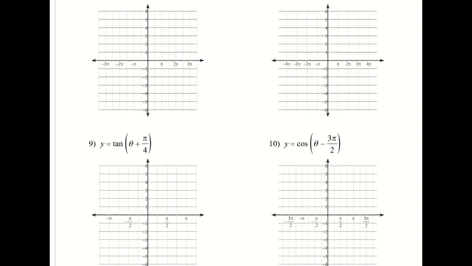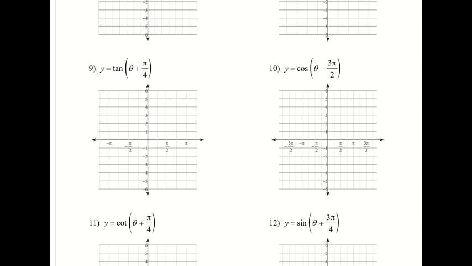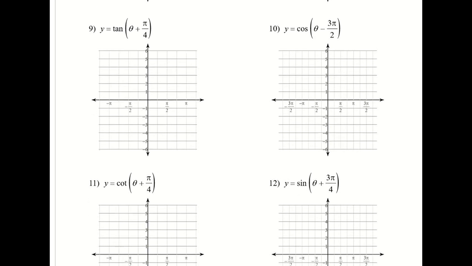Let's take a look at what happens when we have a horizontal shift. So these are going to work, both our horizontal and vertical shifts, just like with our other functions. Like if we had square root of x plus 4, and that would shift it left 4. So this is going to shift this left pi over 4.